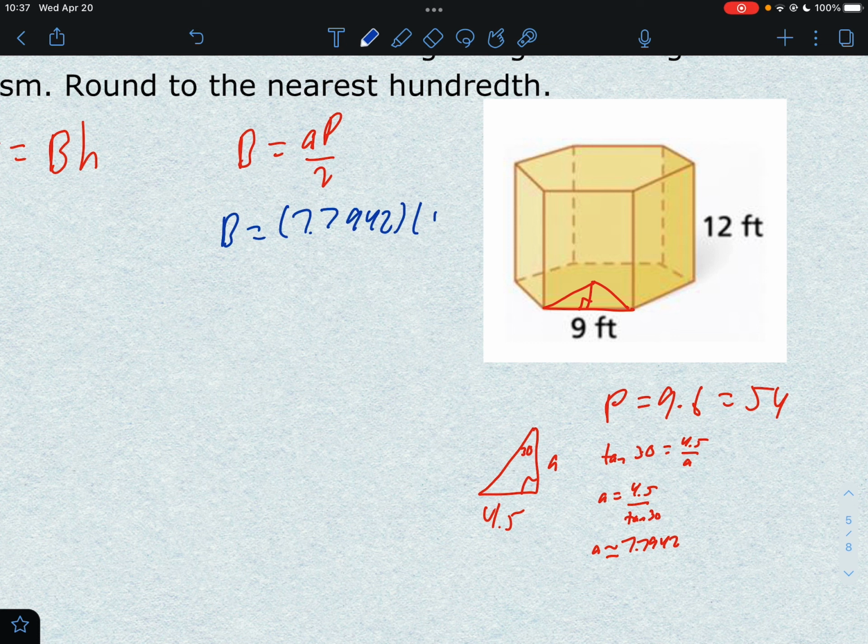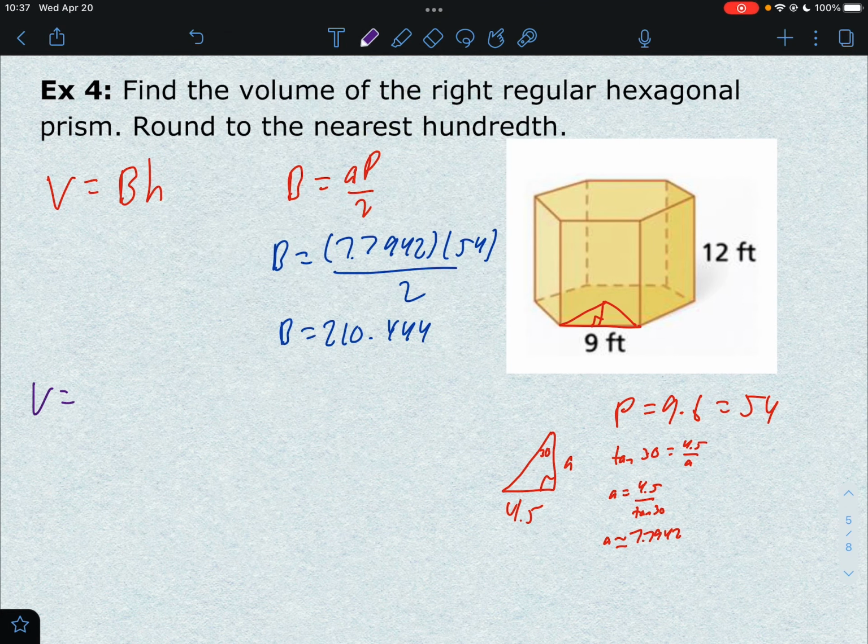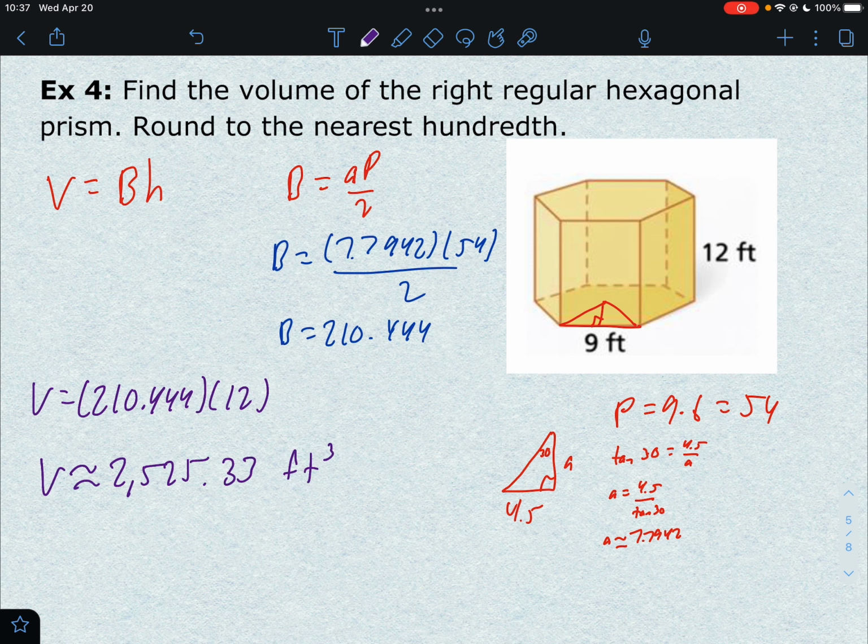All right, so back up here, our B then is going to be 7.7942 times our perimeter, which is 54, divided by 2. And then our B is 210.44417. And then finally, our volume is going to be that number times the height of the figure, which is 12. So our final answer for our volume is going to be 2,525.33 cubic feet.